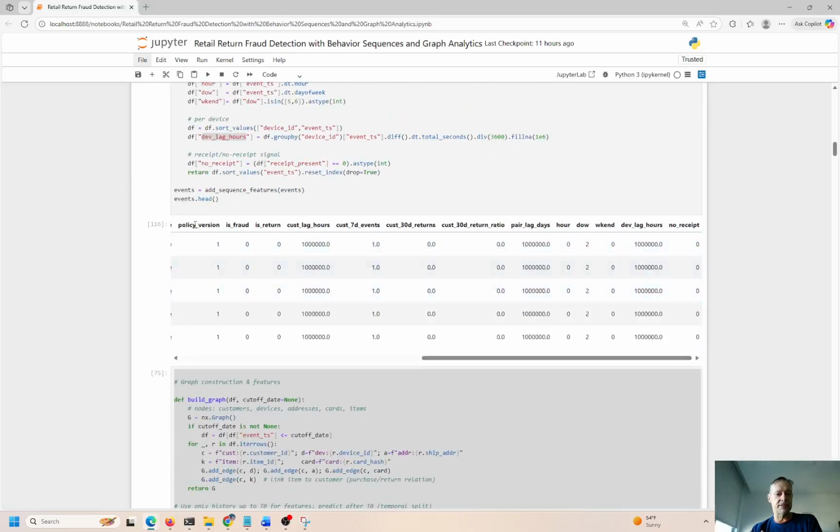Now I'm doing feature engineering to create some new features from the already existing features. So is this a return, yes or no? Customer lag hours, customer lag 7 days. Was this purchase done within the past 7 days? 30-day returns, 30-day return ratio. If it's a higher ratio, more of a flag for fraud. Pair lag days, hour, day of week. So Monday, Tuesday, Wednesday, things like this, Saturday, Sunday. Is this a weekend?